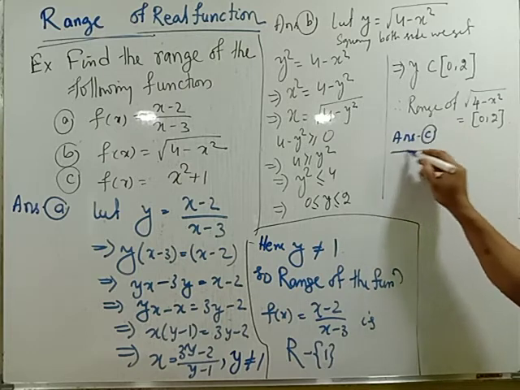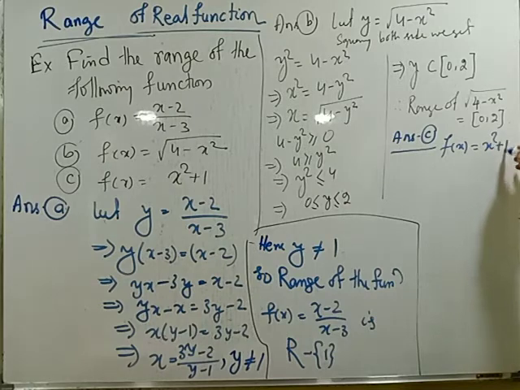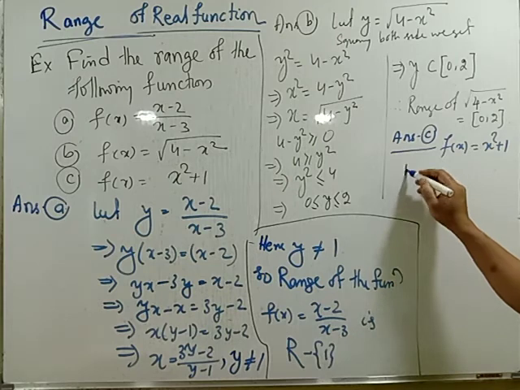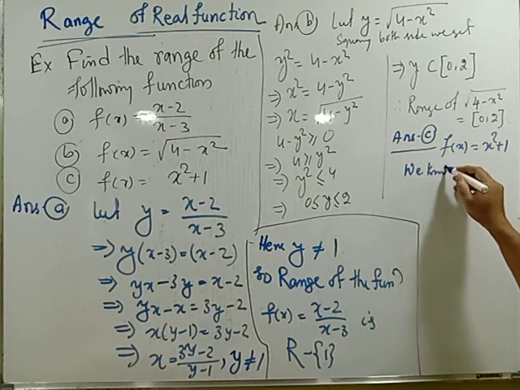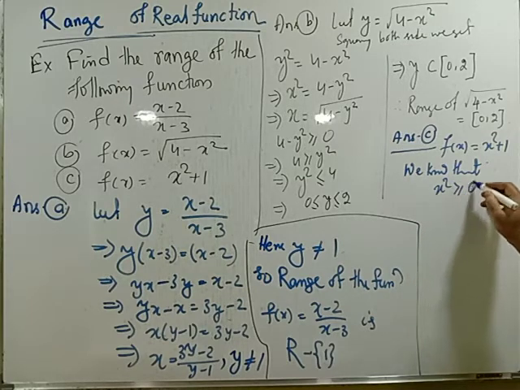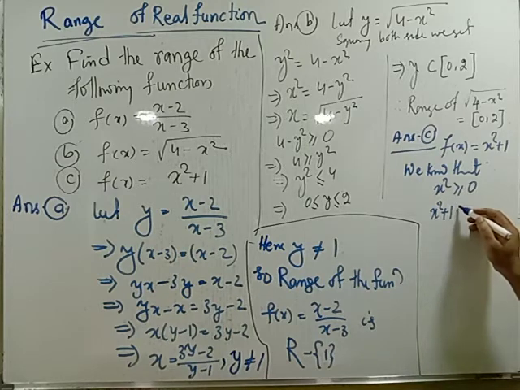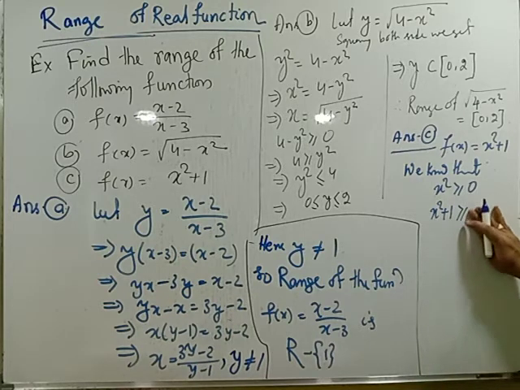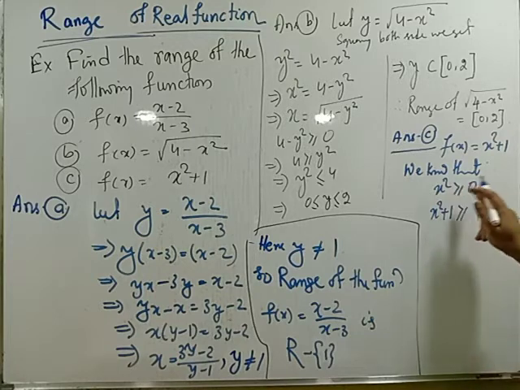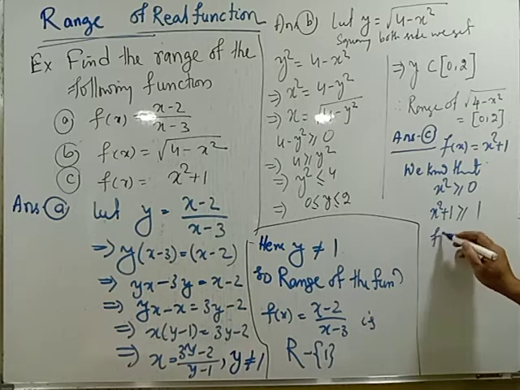We will solve it with a slightly different method. F of x is x square plus 1. We have to find the range. Here we will do it in a different method. We know that x square is always greater than or equal to 0. Now x square plus 1 must be greater than or equal to 1, because you have added 1 to both sides. X square is greater than or equal to 0, and adding 1, x square plus 1 is greater than or equal to 1. So this implies f of x is greater than or equal to 1.